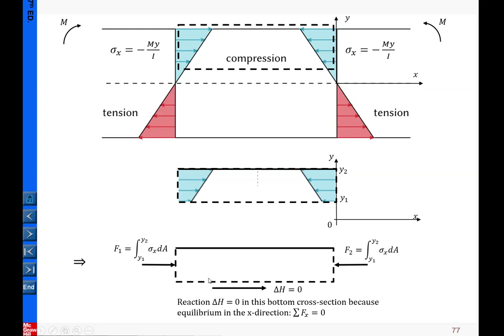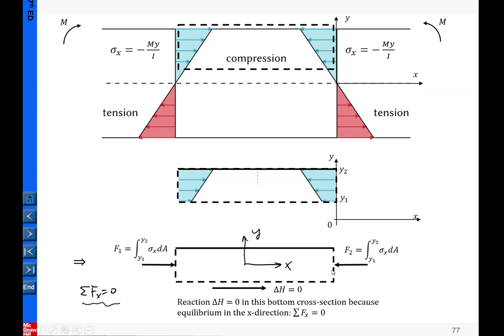So now we look at the result, the reaction in terms of the force on the two sides. Now if we take the equilibrium in the x direction, this is my x direction and y direction here, okay. In the horizontal direction, because the two forces are equal in magnitude, basically there shouldn't be any reaction at the bottom side. So the delta H, the horizontal reaction here, must be equal to 0.